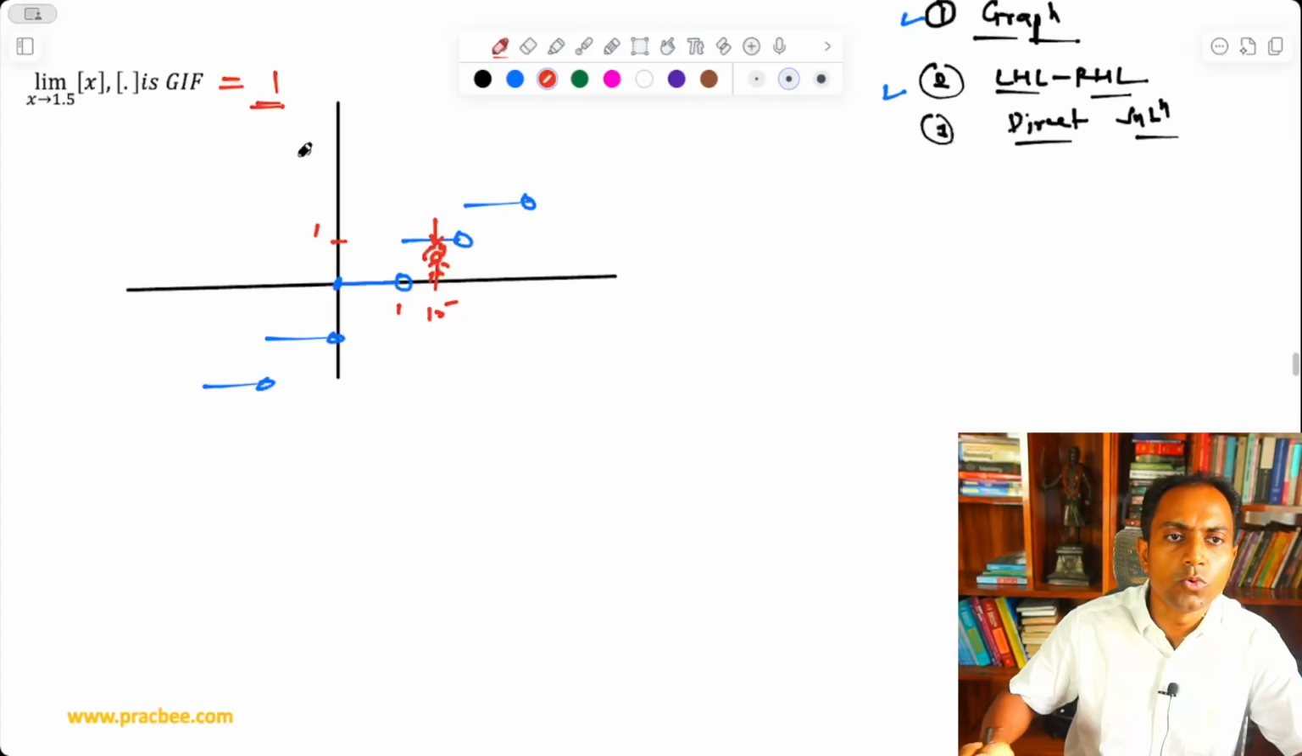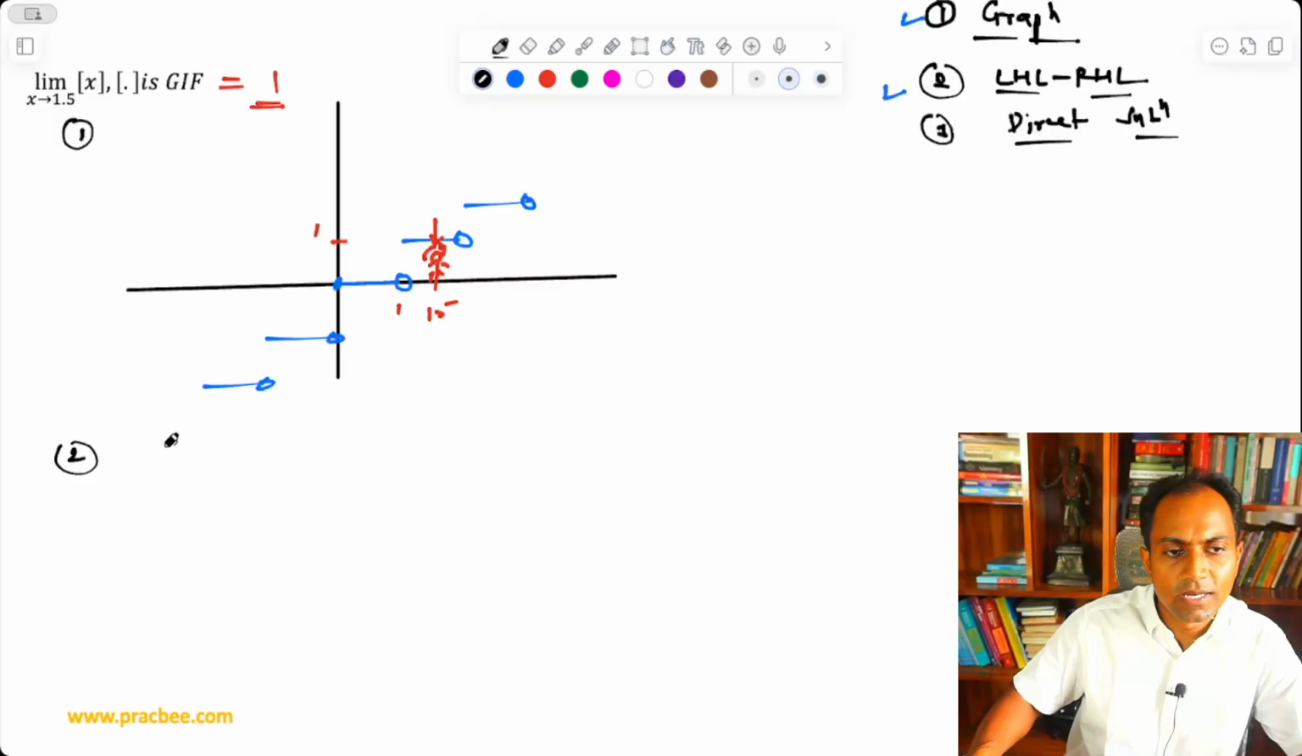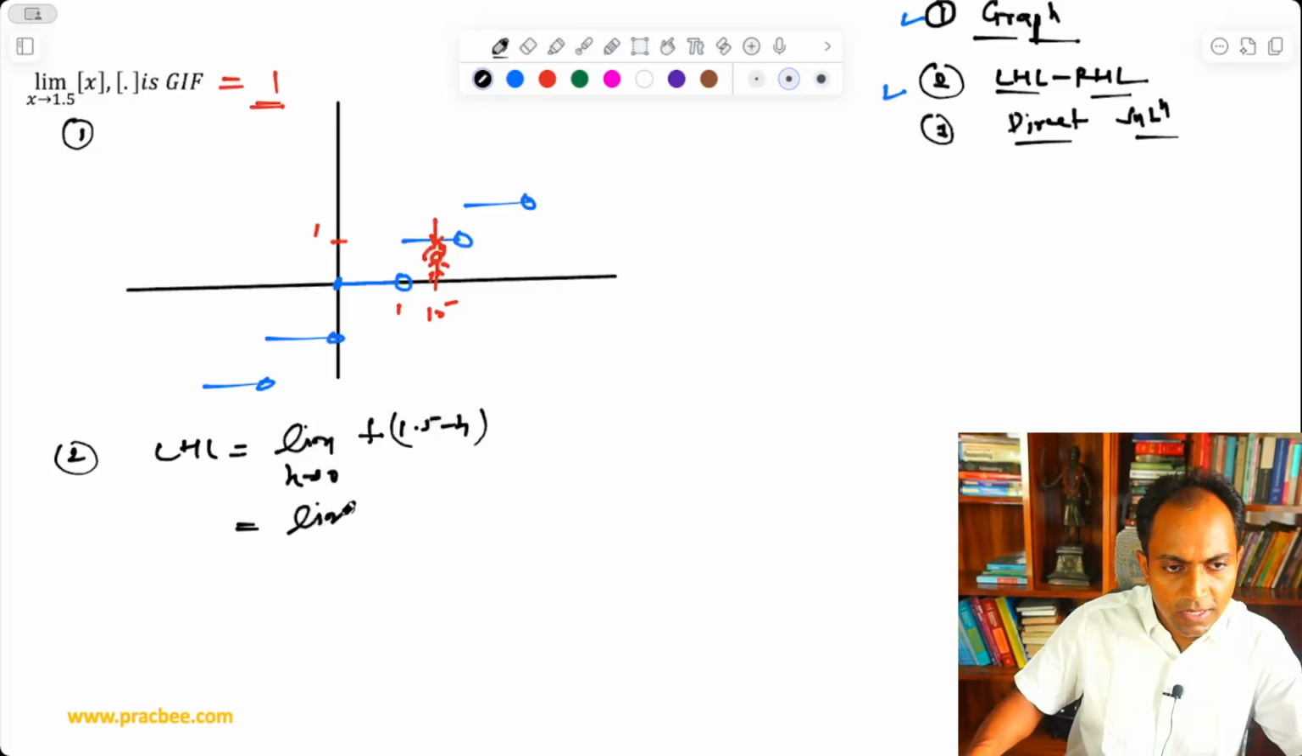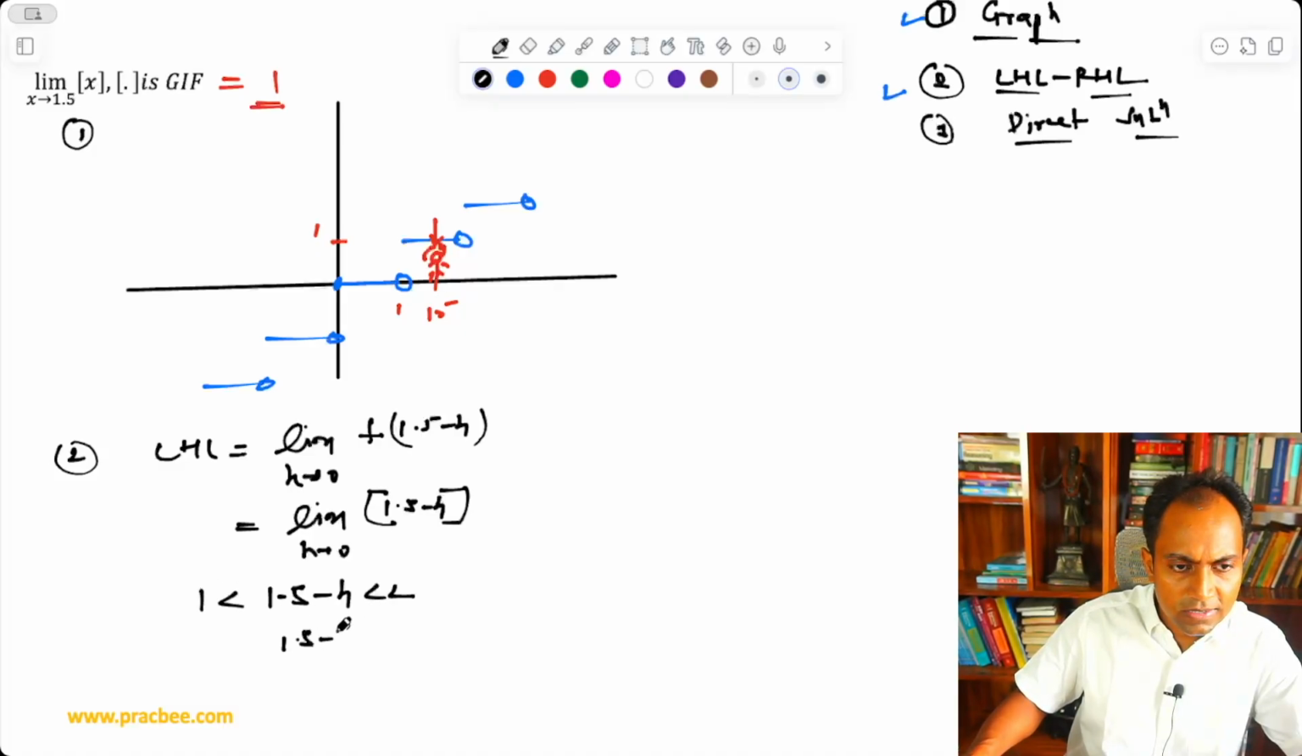But let us say that if you don't want to do it like this, you will want to apply your second approach, that is the LHL RHL approach. Let us do it using that. So this becomes limit h tends to 0, f of 1.5 minus h. This becomes limit h tends to 0, 1.5 minus h, and we will put a greatest integer function about it. See, h is very small, very close to 0. You can see that this value will lie between 1 and 2, and as a result, greatest integer function of something between 1 and 2 would be equal to 1.